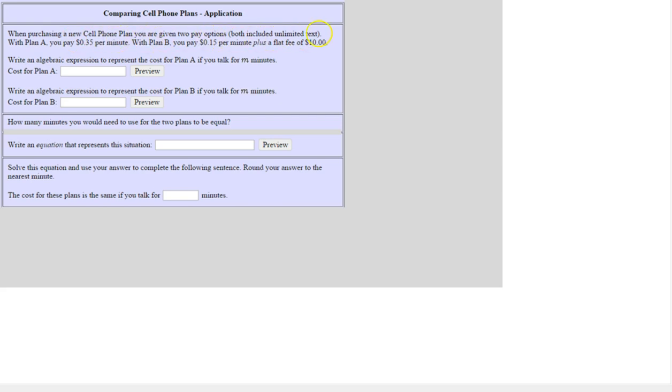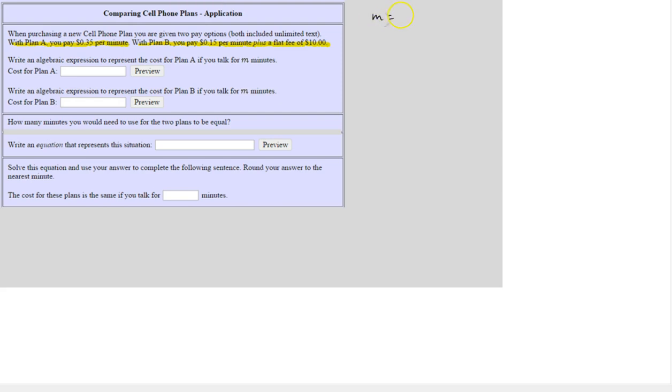Both include unlimited text. With Plan A, you pay 35 cents per minute. With Plan B, you pay 15 cents per minute plus a flat fee of $10. So those are our two different plans. Now we're asked to write an algebraic expression to represent the cost for Plan A if you talk for m minutes. So now let's write down our variables.